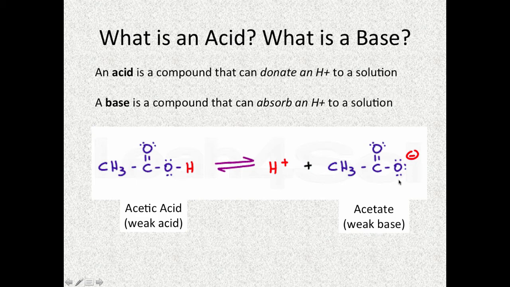Okay. So this compound can really exist in two forms: as acetic acid when it is neutralized and non-ionized and is attached to that hydrogen ion, and it can exist in an ionized form where the hydrogen ion is donated and it becomes acetate, which is a negatively charged base.